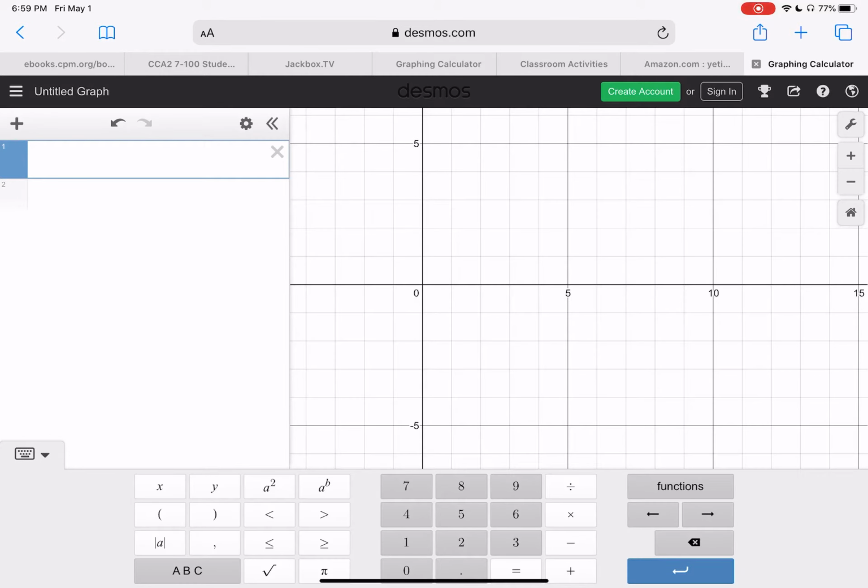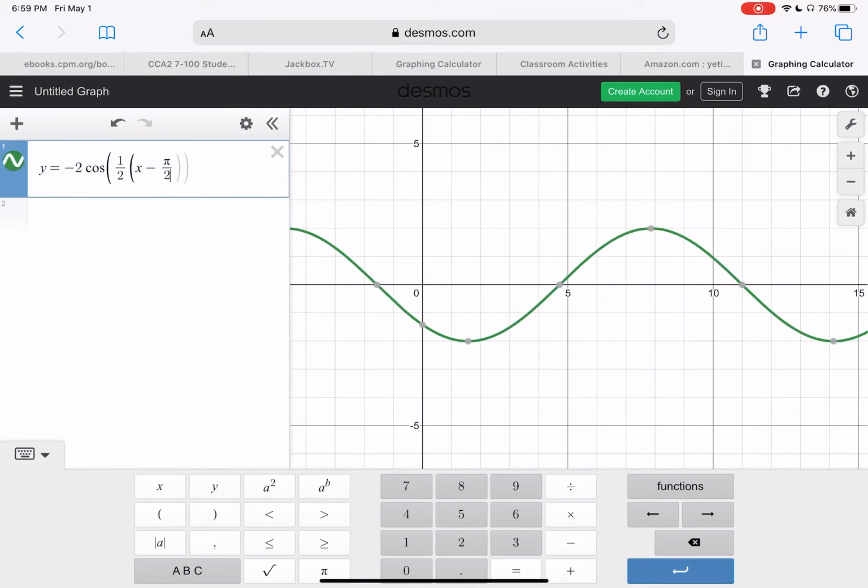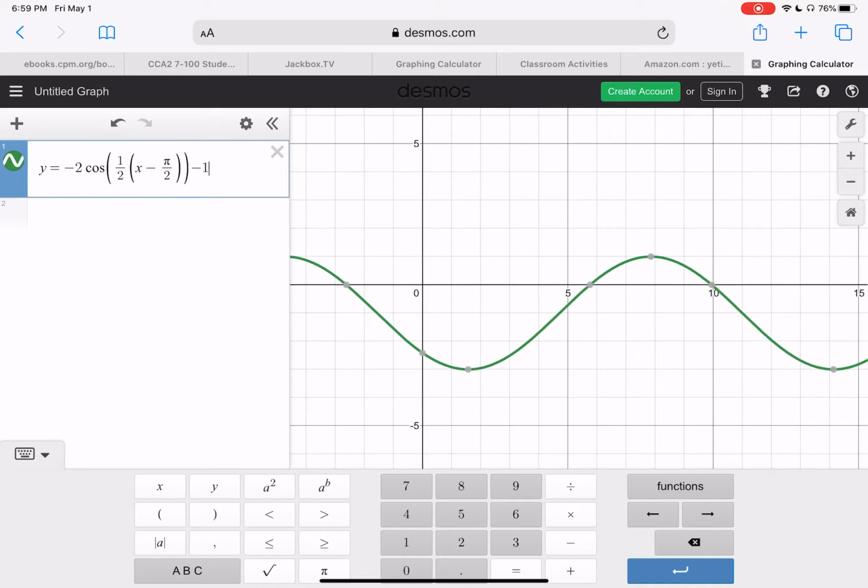Now that you've graphed your equation, let's see what happens when we graph mine. So my equation was y equals -2 times cosine of 1/2. Then I had a parenthesis. Remember that parenthesis is important. x minus pi over 2, parenthesis, parenthesis, minus 1. So if I want to see if everything worked out correctly like I wanted to, we could just look at the graph.